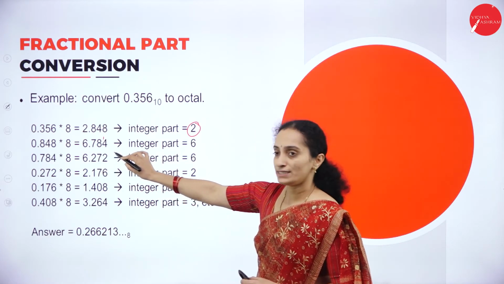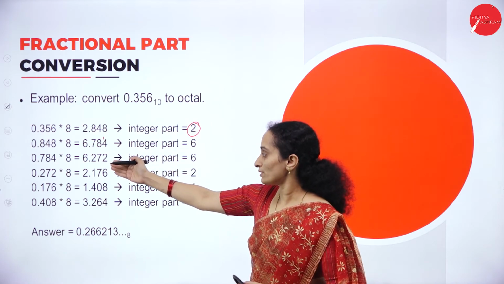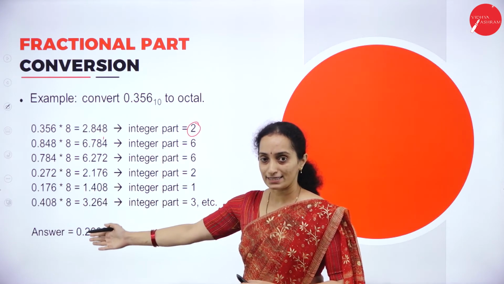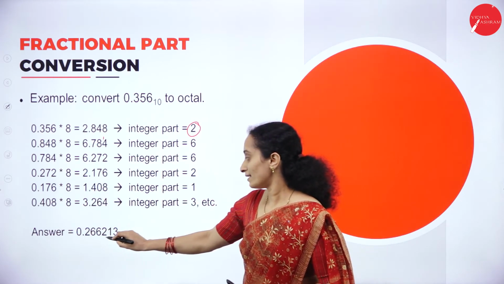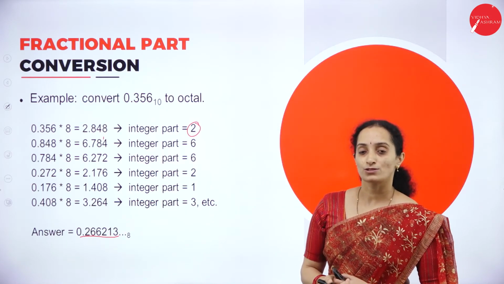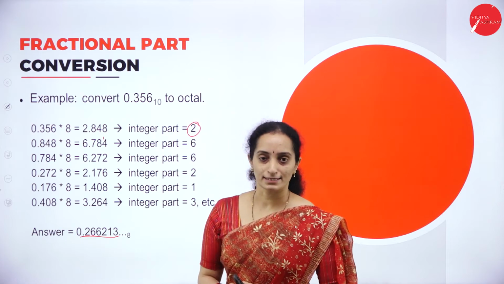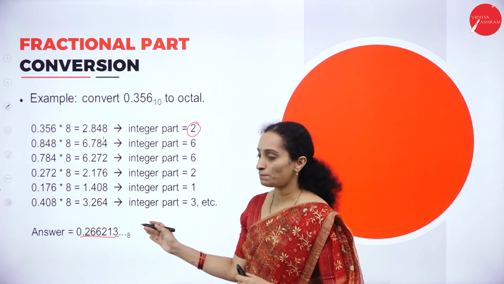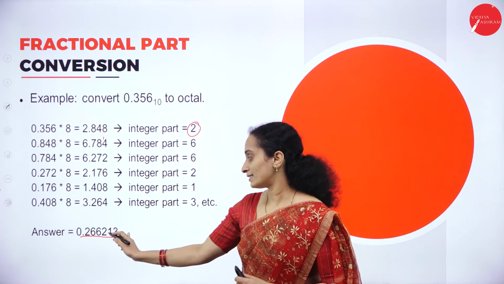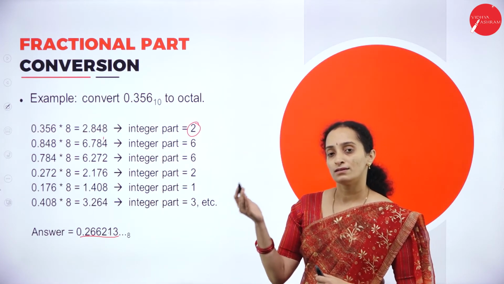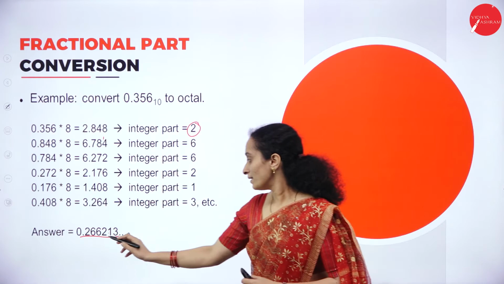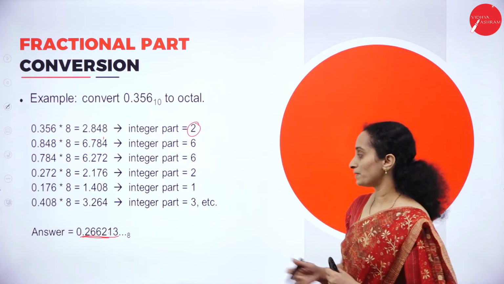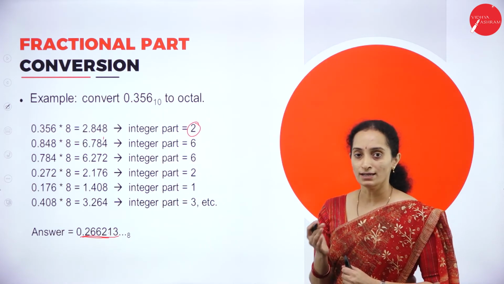Next, 0.848, 784, 272. Again, it is not attaining 0. In this case, the fractional part is stopped at the 6th digit. As I have said, based on the application for which you are using, you can either stop the multiplication at 4 digits, or continue with 5, 6, 7, 8. But a minimum of 4 digits must be carried out. We have to obtain a minimum of 4 digits after conversion.